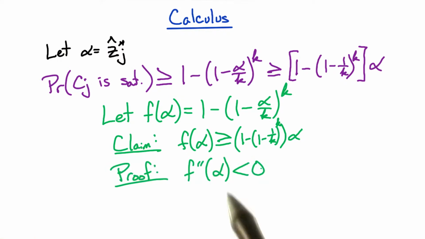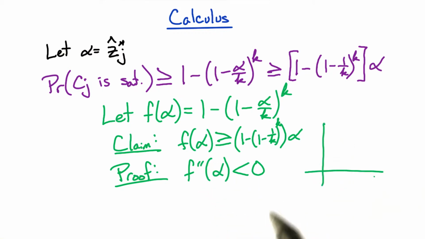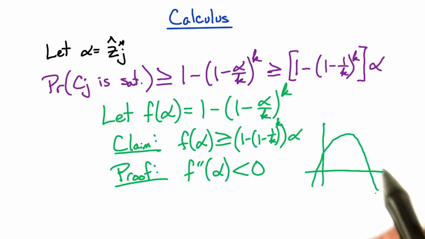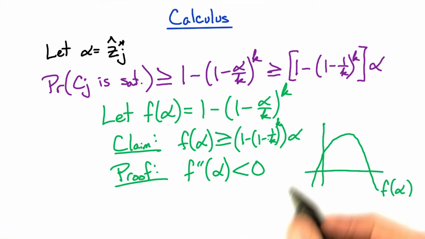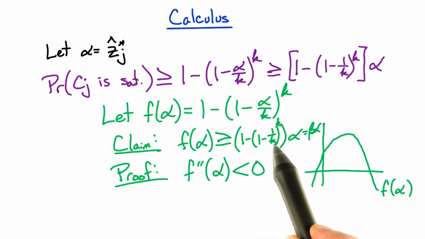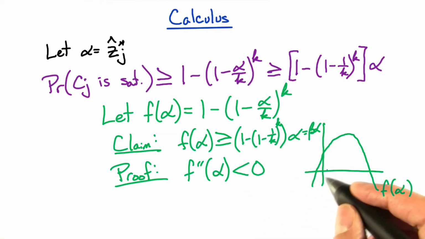Well, first off, you take the second derivative and you prove that it's negative. Therefore, this function is concave. Now, since f of alpha is a concave function, it's going to look something like this. Now we're trying to relate f of alpha, this curve, to this linear function. Let's denote this linear function as beta alpha. So this quantity here is beta. Now let's look at this line beta alpha.